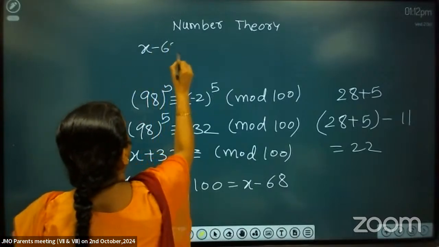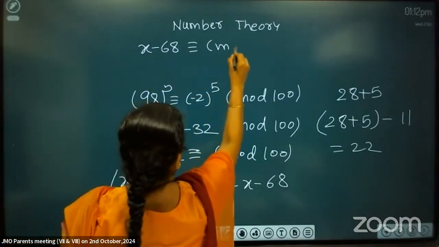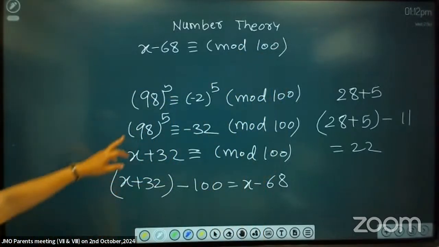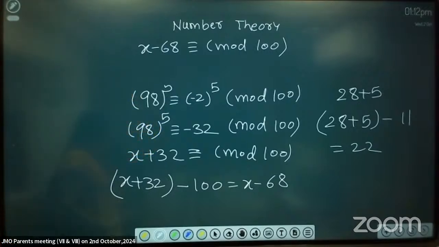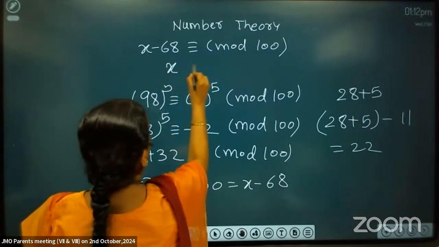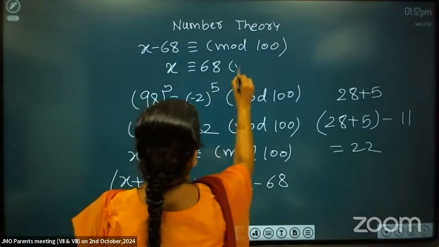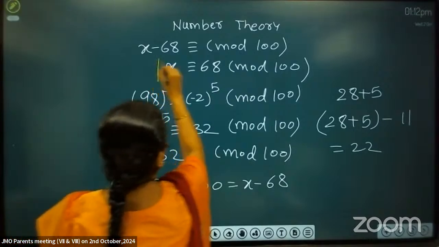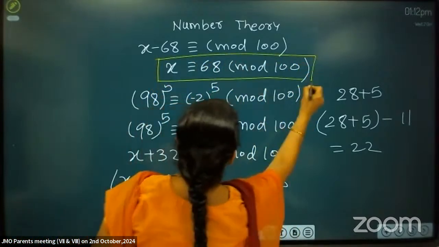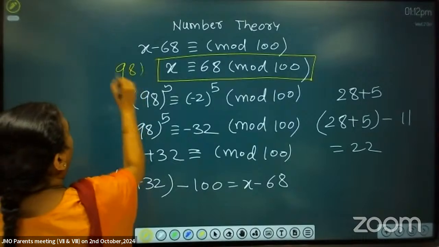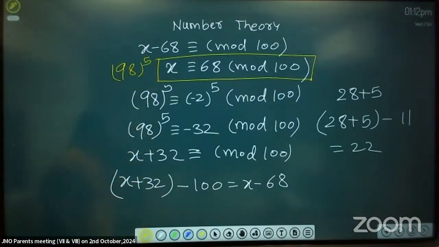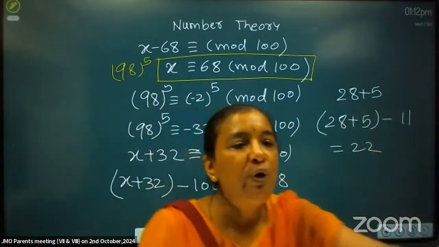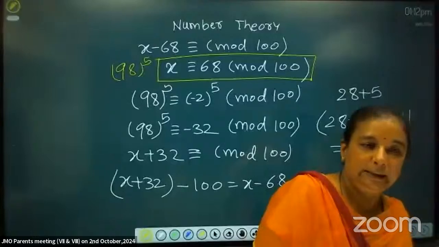X minus 68 is mod 100. Now, what is my number? 98 raised to 5 is x, correct? So, I will write x is equal to 68 mod 100. What does it tell you? It tells me when 98 raised to 5 is divided by 100, the remainder is 68. And it means the last two digits are 68.